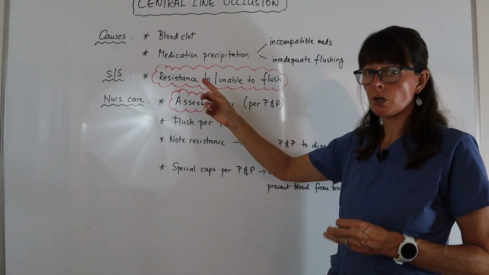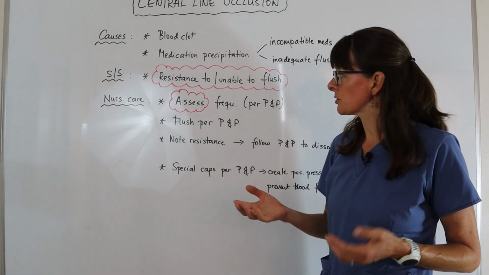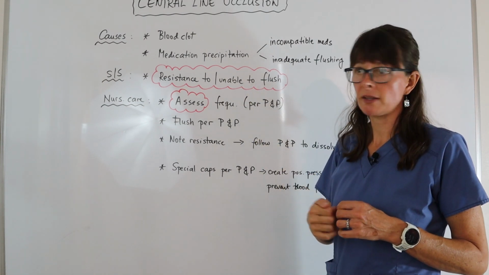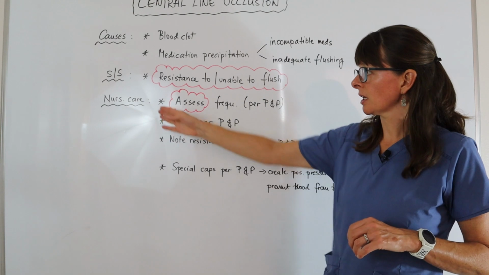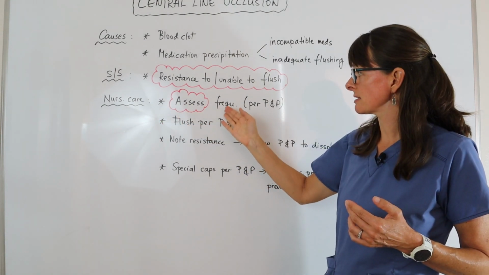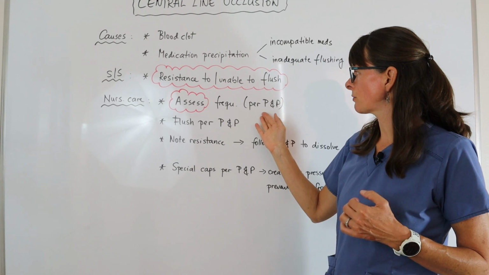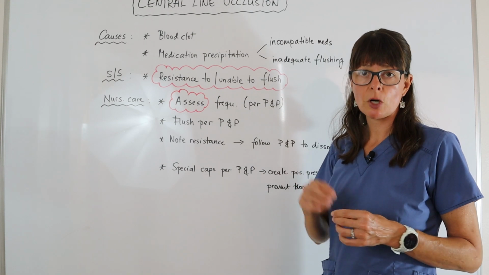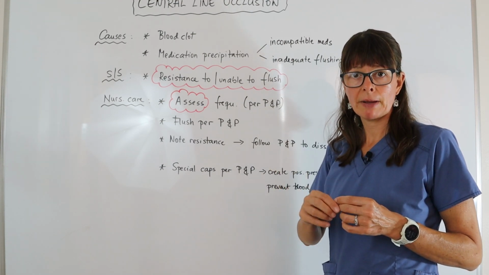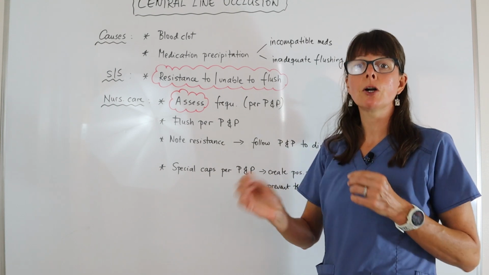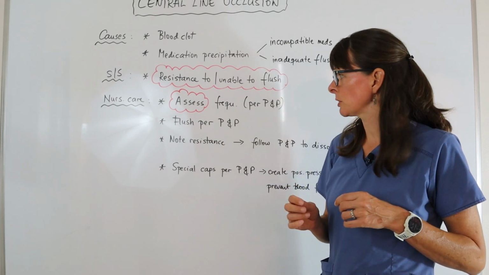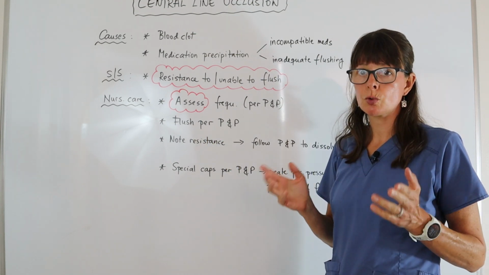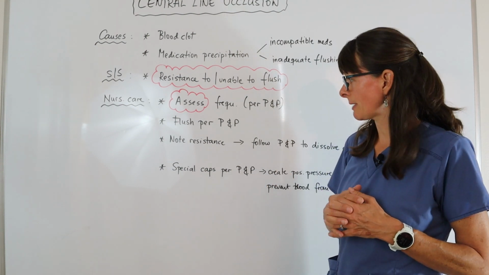So signs and symptoms are going to be assessed by you, the nurse, because you're going to feel resistance to or be unable to flush the line. And then the nursing care associated here is we need to assess the lines frequently and make sure we follow our policies and procedures as to the frequency and whatever is required prior to administering medication, and also what the volume of flush is that we should be using here. And then we should be flushing per policies and procedures, Q12 hours, Q8 hours, whatever the case might be.